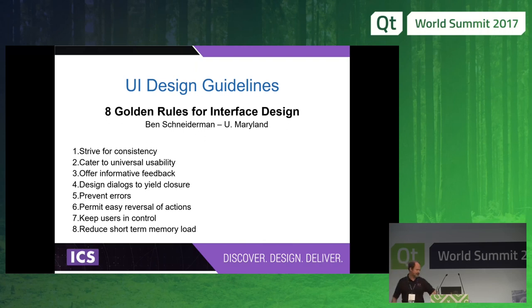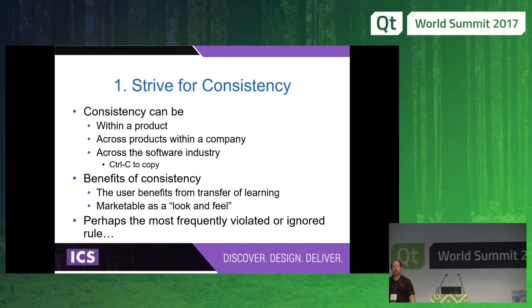So these are the ones that I kind of live by. Number 1, strive for consistency. Consistency can be just simply within the product that you're working on. If you've got 2 dialog boxes and one has OK cancel, the other has cancel OK, that's a problem. There's no reason for that.